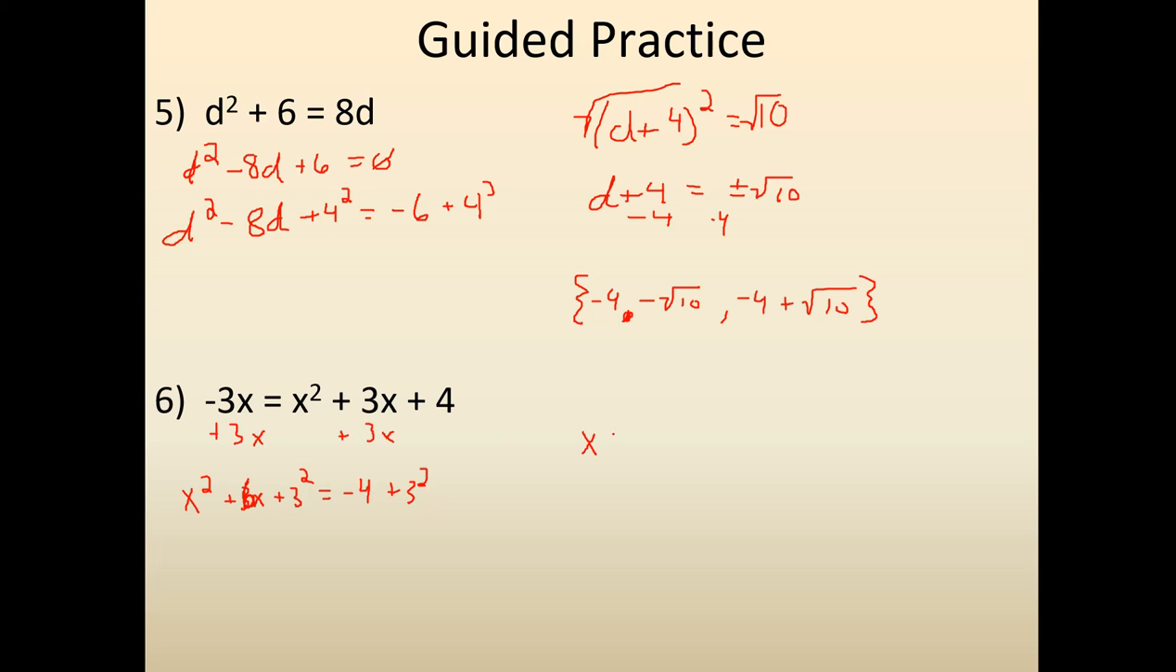So my factor becomes x plus 3 squared equals minus 4 plus 3 squared, which is positive 5. Square root of both sides. And I get x plus 3 equals plus or minus rad 5. So my solution set is going to be negative 3 minus rad 5 and negative 3 plus rad 5.